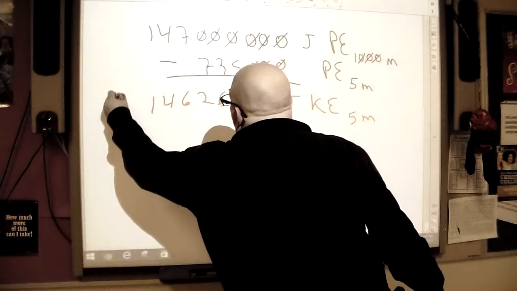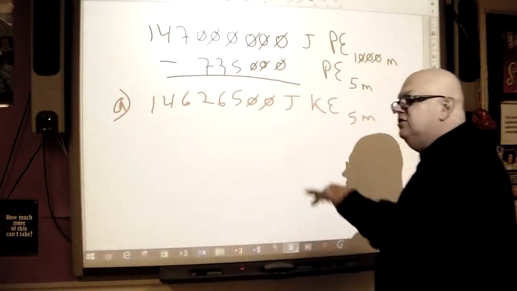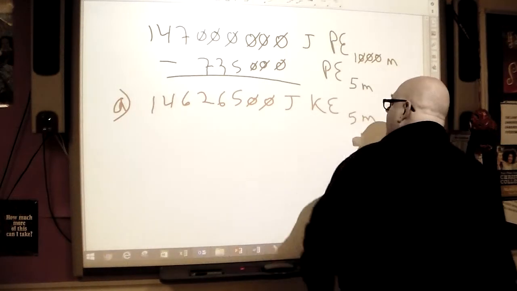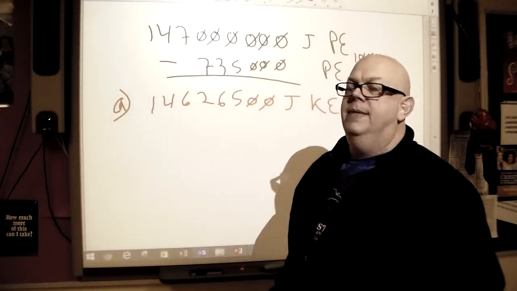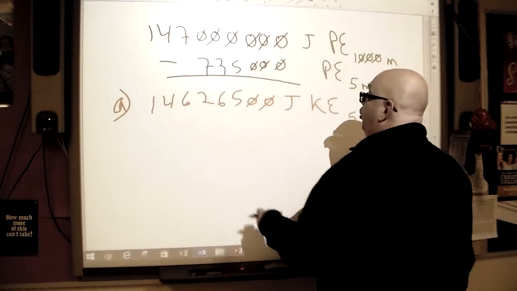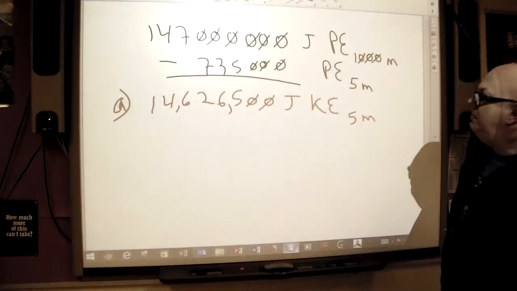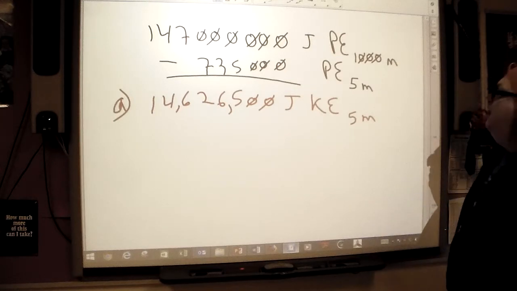Our first question was, what's the kinetic energy of the rock as it's touching the roof of Edward's tomb? This is it right here. And now if you're wondering about who's Edward, think Twilight. It's a very, very old problem that I did. So about 14,626,500 joules of kinetic energy at the 5 meter mark.